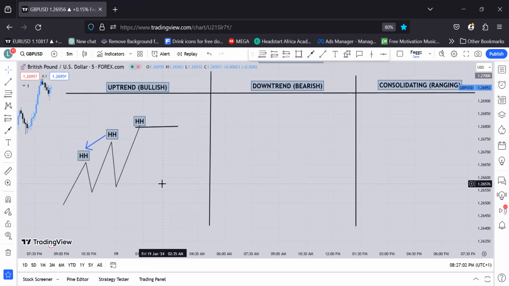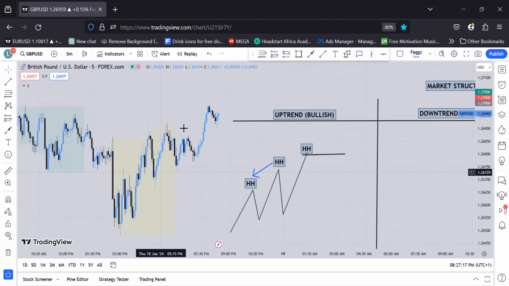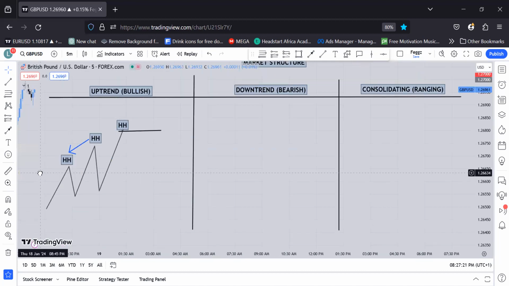But also, if you notice, when the market is going up, it's not just going up to create a higher high. There is something it's doing. It's coming down before it's going up. If you must have noticed, it goes up, it comes down. It goes up, it comes down. So in this scenario, when it went up, it came down.